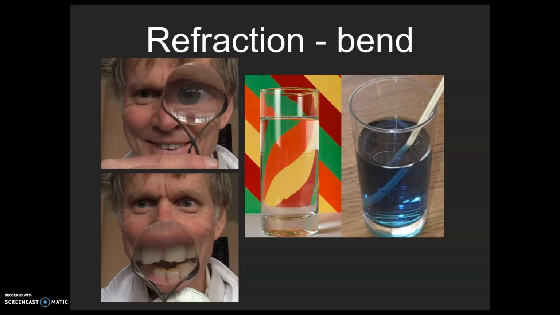Refraction, the bending of light. You can see over here how the glass is acting as a lens. And over here it looks like the straw is broken. And here's some ugly face.